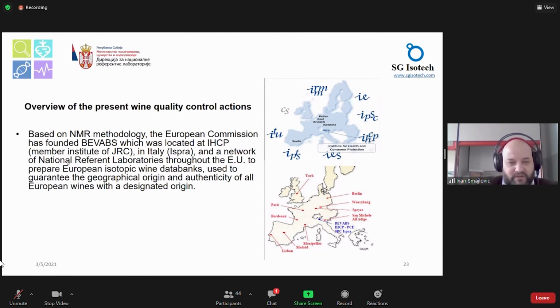And first, this BevOps, which is the Office for Wine and Strong Spirits, was in a very small town in North Italy called Ispra. But today it has moved to Geel in Belgium, and it's not called BevOps anymore. It is like a European Center for Controlling the Wine Sector. But what was the problem with all of this with Gérard Martin?